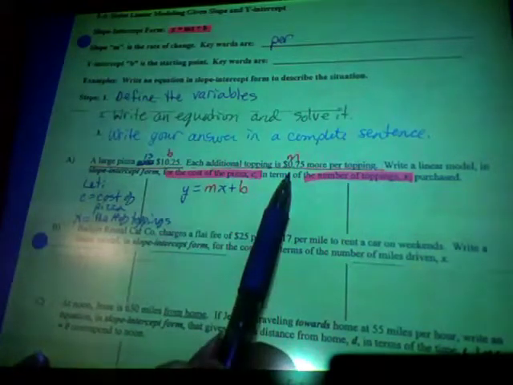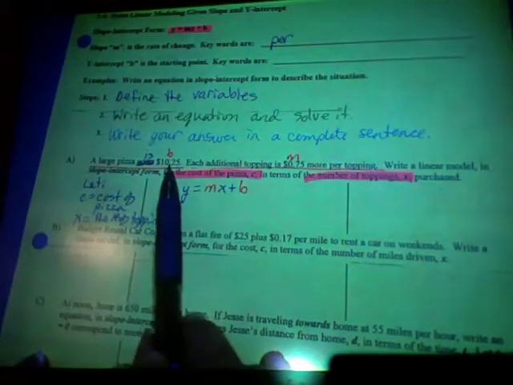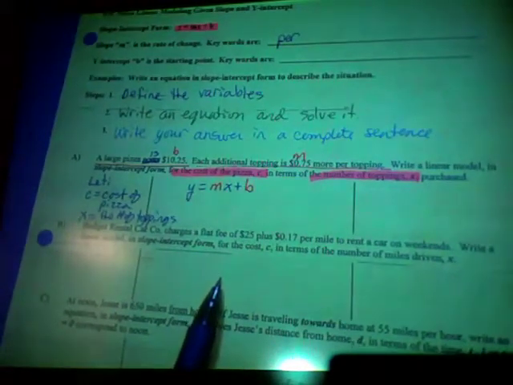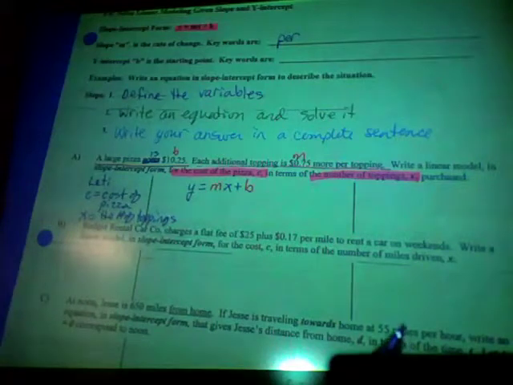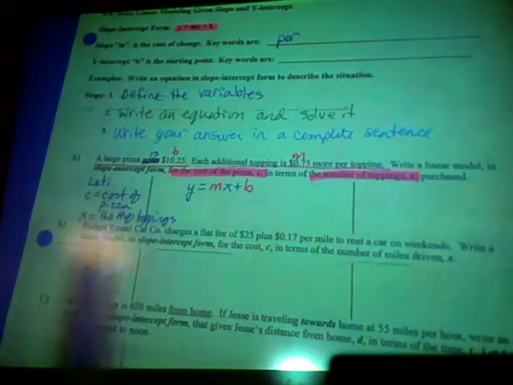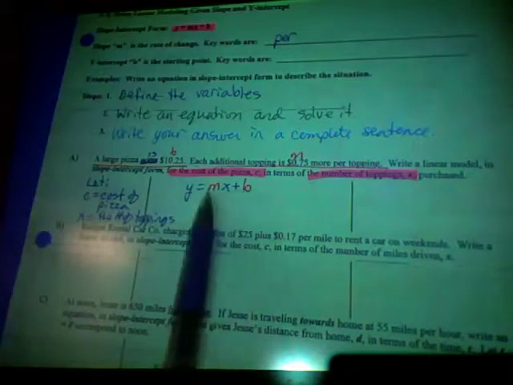Well, let's talk about this. If M is the 75 cents and B is our 10.25, wouldn't y be the total cost? So, but instead, what do they want you to use? Because isn't this going to give us our total cost? Our base pizza amount plus our toppings. So instead of y, we are writing C, and we're breaking you out of that habit of always having y's and x's in your equation.